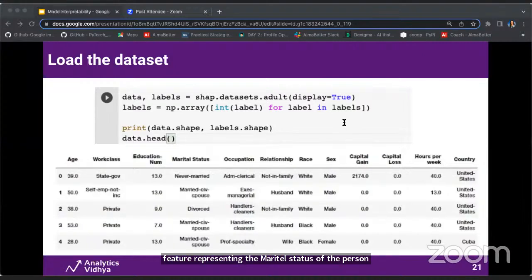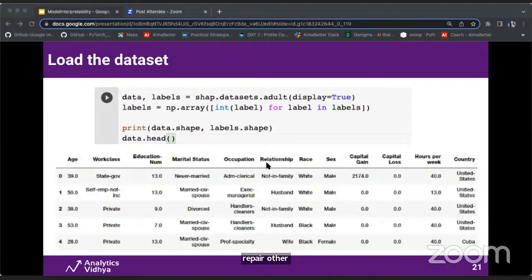Is he divorced? Is he never married, separated, widowed? There are various examples, categories in it. Then we have occupation. This is again a categorical feature representing the type of profession or the job of the person. Whether he's in tech support, craft repair, other service, right?